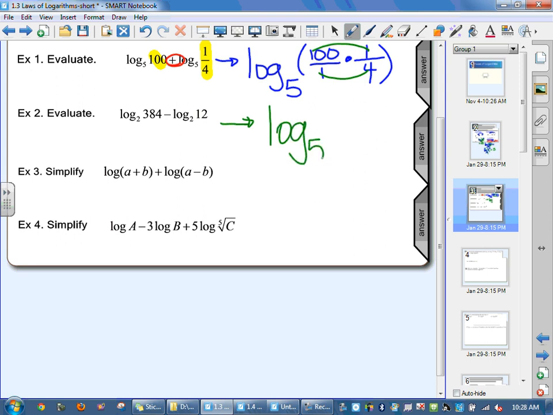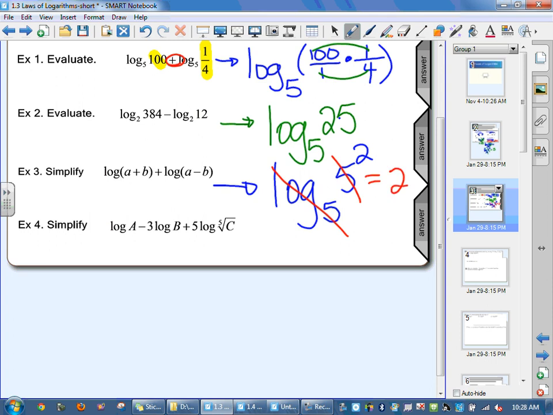Now I can use that base and argument rule, where I convert my argument to the same base, drop your base and argument, and you get your exponent answer. So this can further simplify as log base 5 of 5 squared. Now my log base and the argument are identical. I can drop them. My answer is 2. So the answer to this one up here is 2.